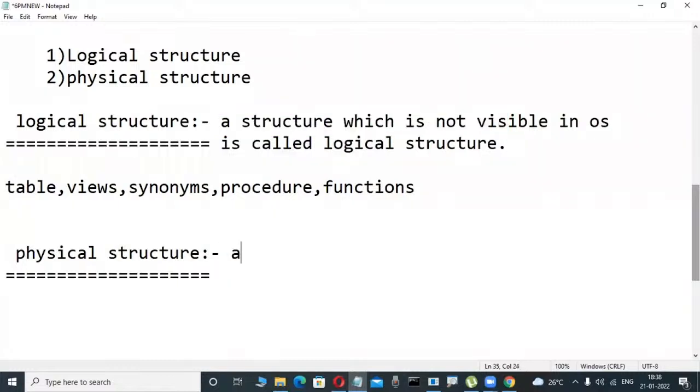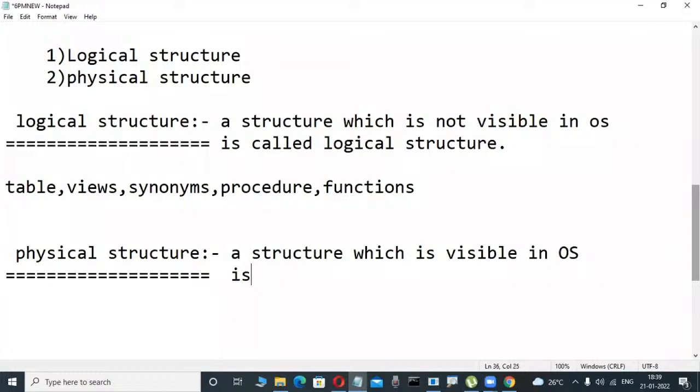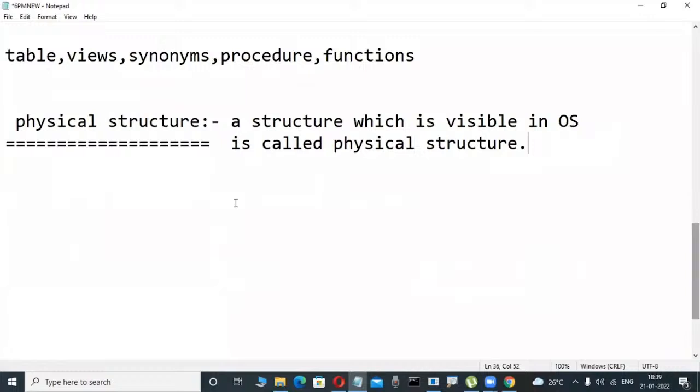So now here, don't write it. Observe it here. A structure which is visible in the operating system, in the OS, is called a physical structure. Who are the persons working in this physical structure? It's a big concept. I'm telling the definition side only, because today I will tell you which definition of database is correct. A structure which is visible in operating system is called physical structure.